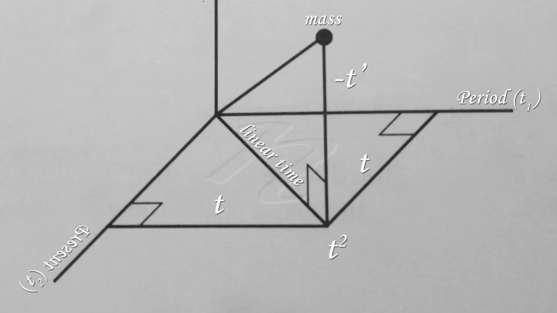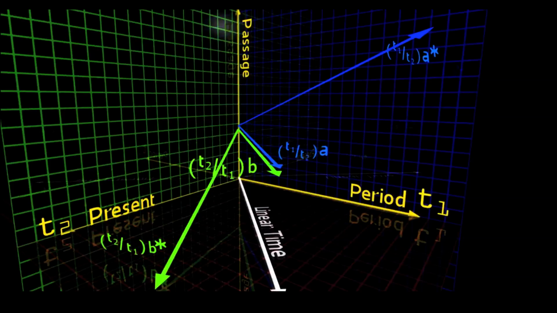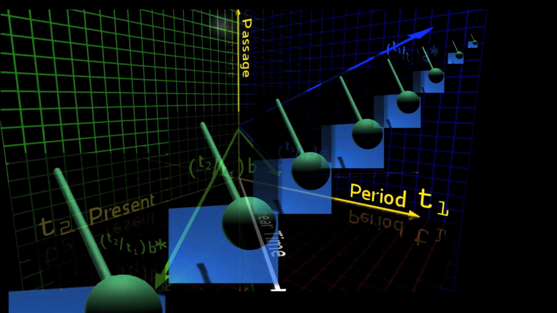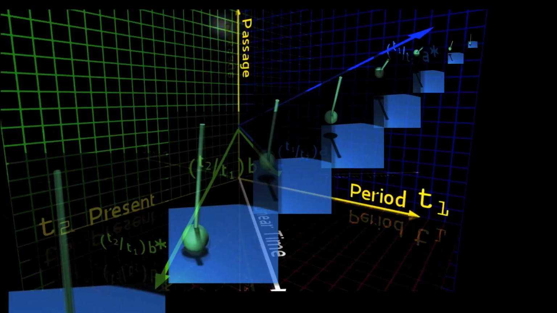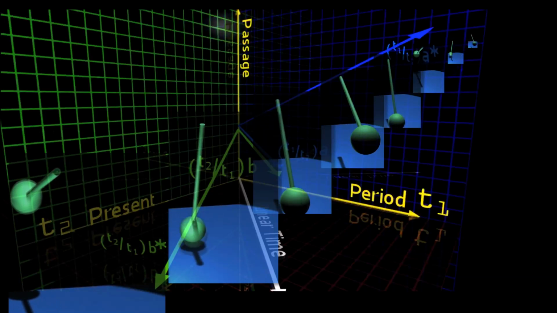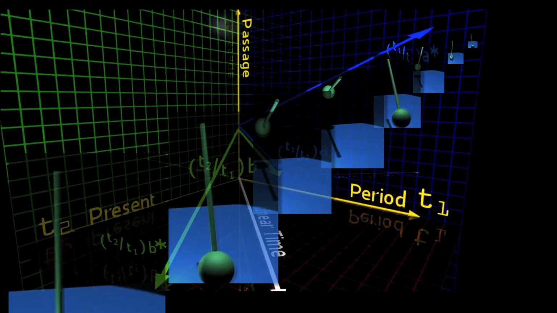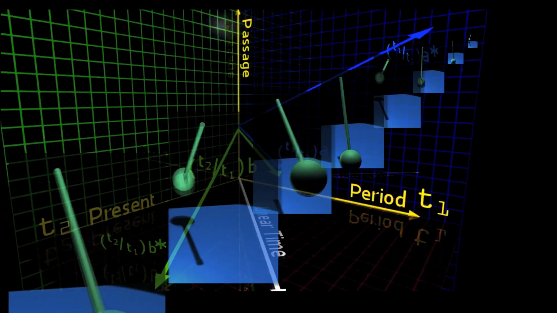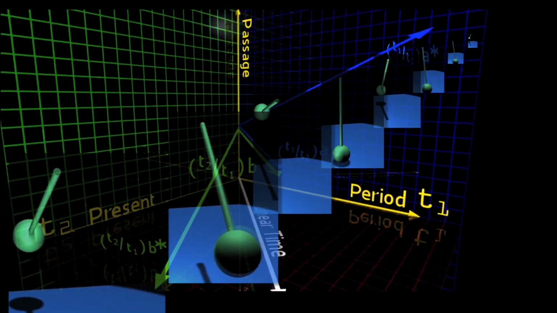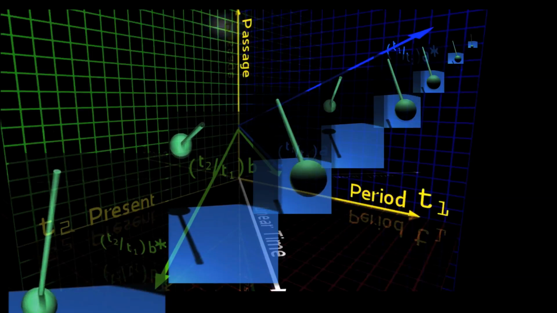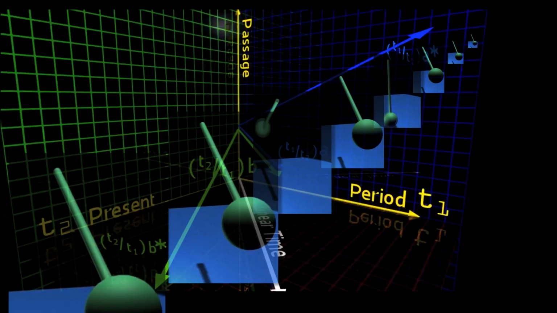The linear time vector is composed of two coordinates, period t sub 1 and present t sub 2. Since particles can exist in the same place at the same time period by being distributed throughout various present moments at various rates of the passage of time, these quantities associated with particles' masses would be distributed along various present moments, leaving the period and spatial coordinates unchanged.